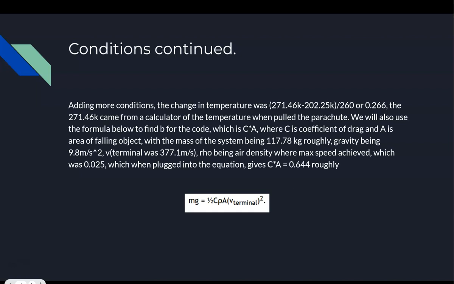The gravity being 9.8 meters per second squared, the terminal velocity being 377.1, and rho being the air density where maximum speed was achieved, which was 0.025. When plugged into this equation, it gives us C times A, which is around 0.644.